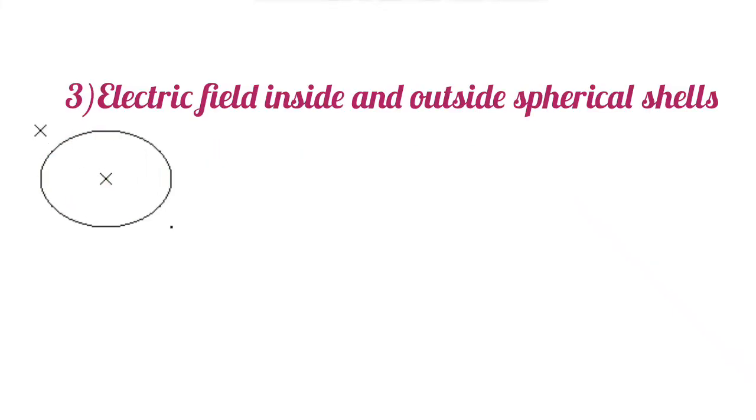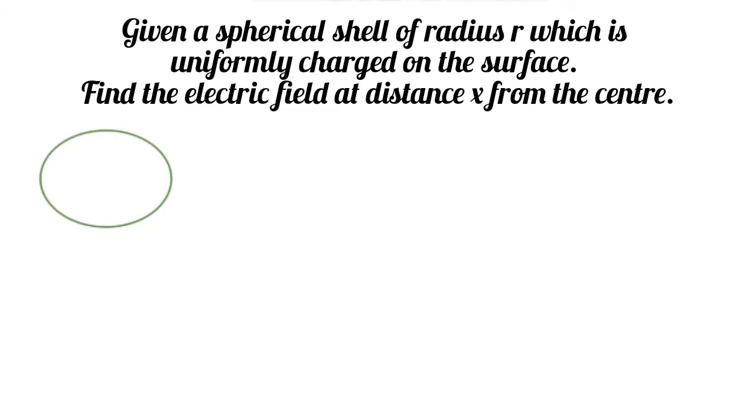Okay, let's move on to the third kind, electric field inside and outside spherical shells. This type has many different variations, so I'll touch on a few of them. Let's jump right into it. Given a spherical shell of radius small r, which is uniformly charged on the surface, find the electric field at distance x from the center of the spherical shell.